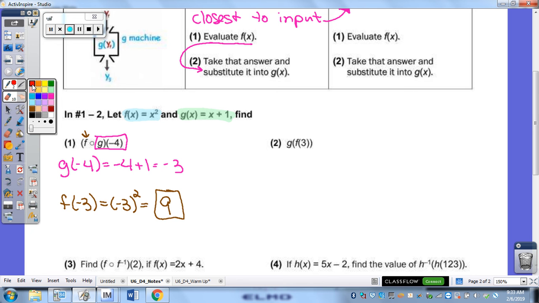Let's try it again for the next one. So again, you're starting with the one closest to the input value, so we're going to start with the f function. We're going to do f of 3. So that's telling us to take 3 and square it, because they want us to take x and square it. So 3 squared gives us a 9.